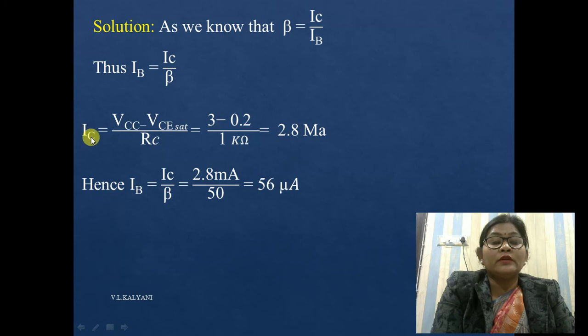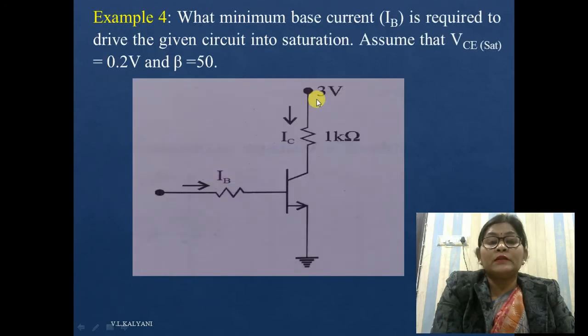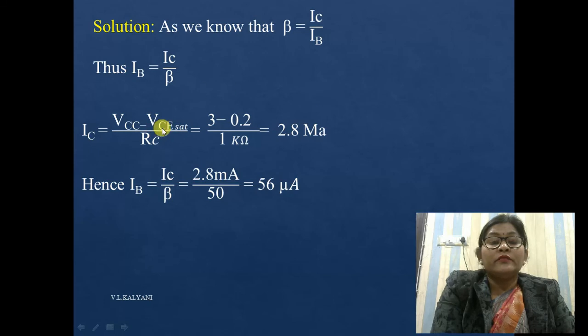So calculate the collector current. This is equal to VCC minus VCE saturation upon RC. The VCC is equal to 3 volt, already given over here. VCE saturation voltage is given in that circuitry, that is 0.2, upon the collector resistance, which is also given over here. This is 1 kilo ohm. So put these values and you can find the collector current IC. This is equal to 2.8 milliampere.